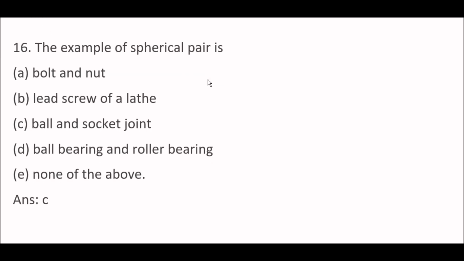Okay, next question. The example of a spherical pair is option A, bolt and nut. Option B, lead screw of a lathe. Option C, ball and socket joint. Option D, ball bearing and roller bearing. Option E, none of the above. And right answer is option C, ball and socket joint. Okay.